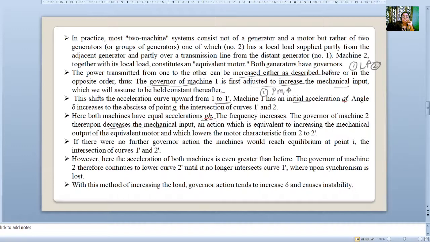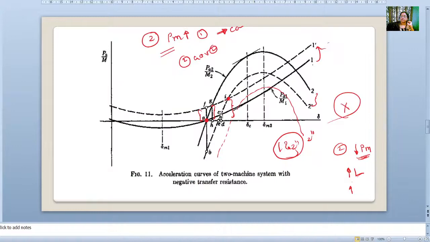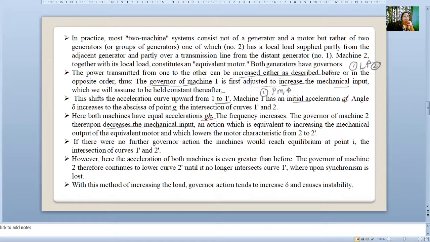Governor thereupon decreases mechanical input. Here we have seen we have to decrease the mechanical input, an action which is equivalent to increasing the mechanical output of the equivalent motor, which lowers the characteristics from 2 to 2 dash. Here there is no further governor action.